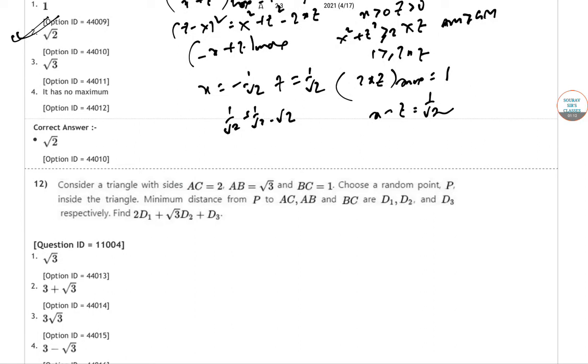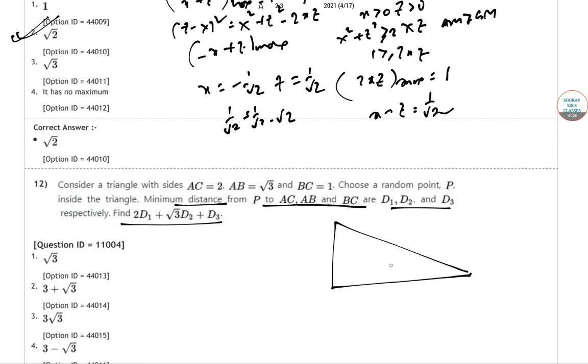Consider a triangle with AC equal to 2, AB equal to root 3 and BC equal to 1. Consider a random point P inside the triangle. The minimum distances from P to AC, AB and BC are D1, D2, D3. So we need to find this value. Let's draw it first. If this is A, this is B, this is C, this is D1, this is D2 and this is D3. This is P. This side is 2, this is root 3 and this is 1.